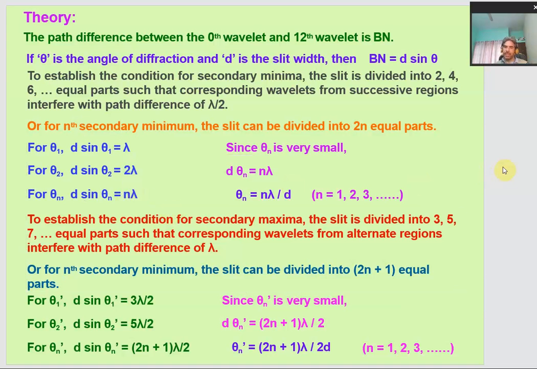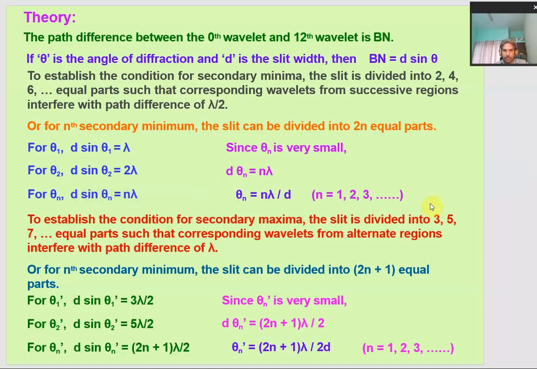And from there we come to this expression, because the angle theta remains quite small, so theta n is very nearly equal to sin theta n. So in place of sin theta n, we are just writing theta n, and hence we get this expression. Similarly, we can proceed for finding the conditions for the maxima, the points of brightness or bright fringes on the screen.